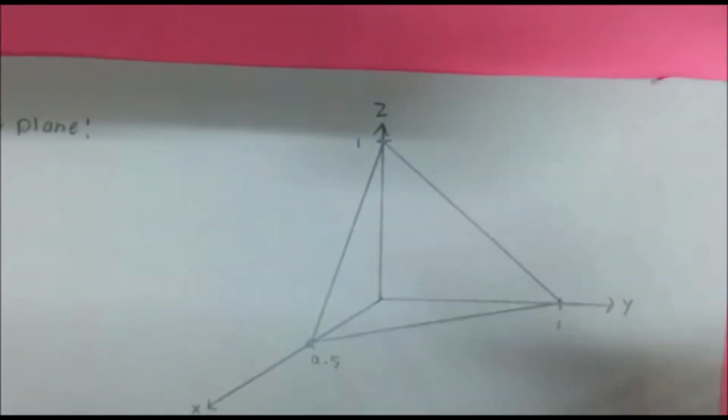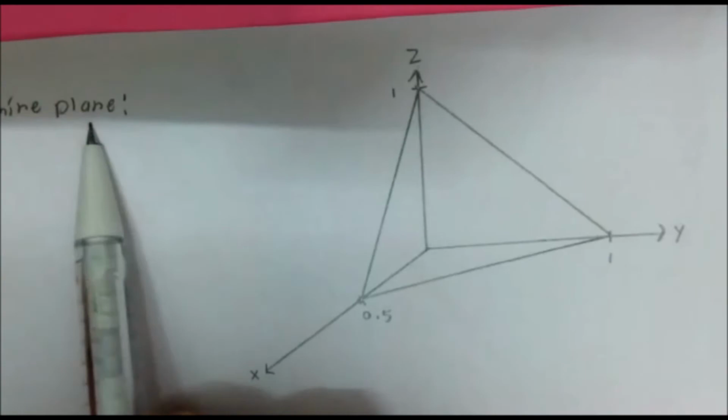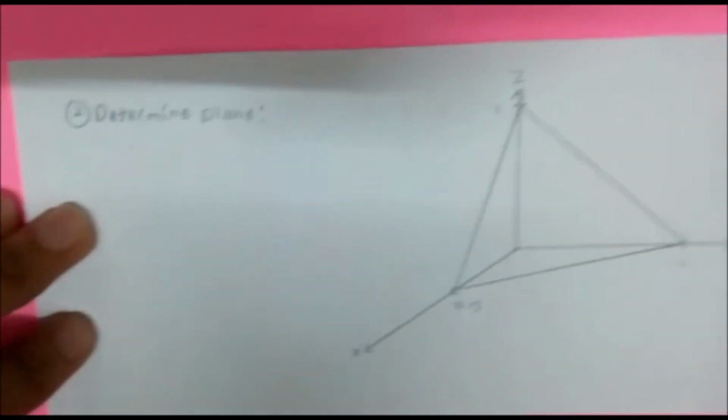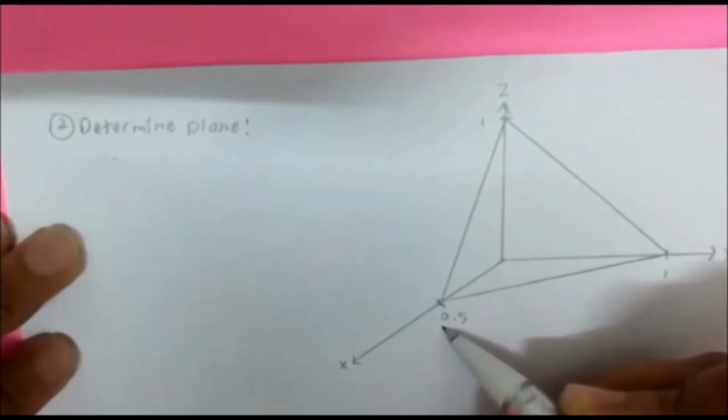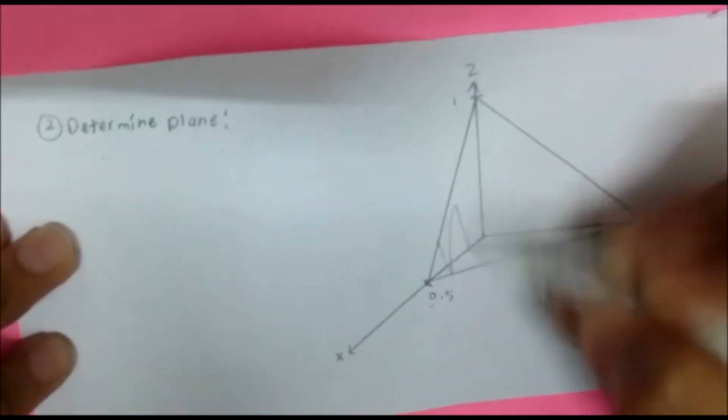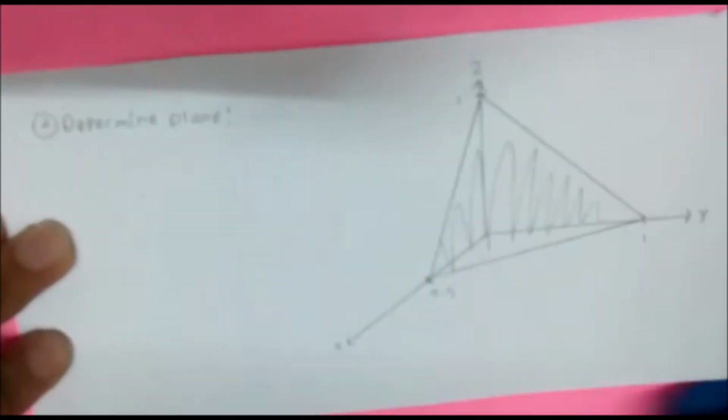After that, we have to determine our plane according to what we have done before, which is x 0.5, y 1, and z 1. So this is our plane.